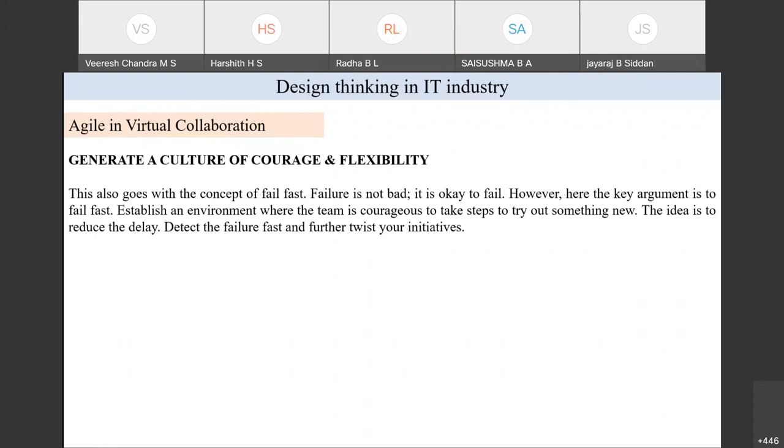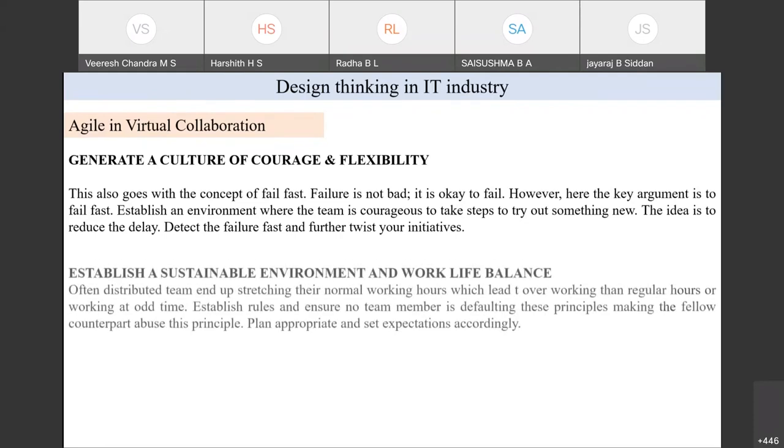So the idea is to reduce the delay. When you fail, you should fail fast. Otherwise, there will be delay. Detect the failure fast and further twist your initiatives. Go back to the initial stage and twist your initiatives.